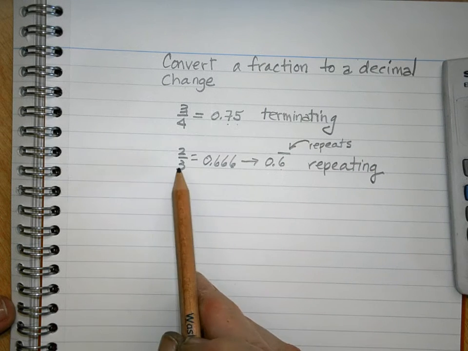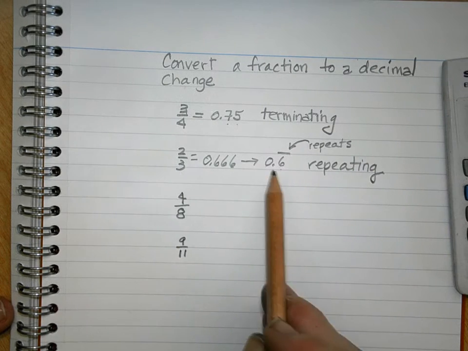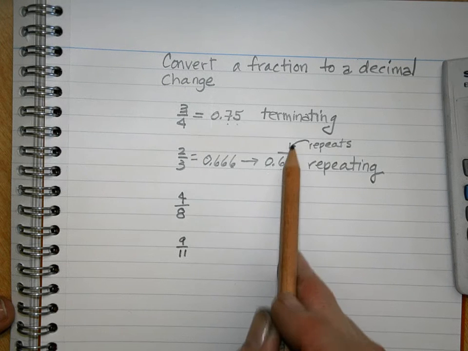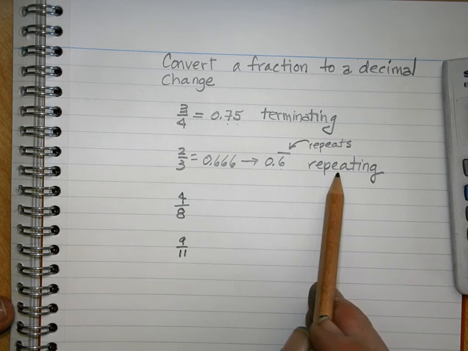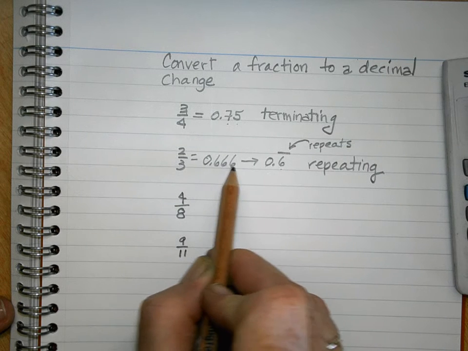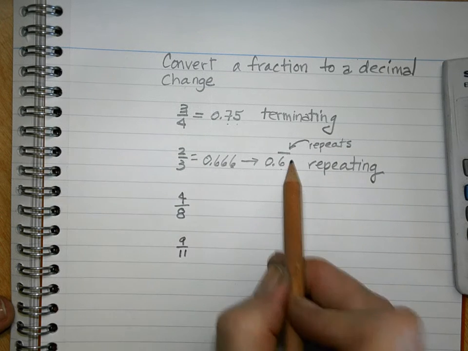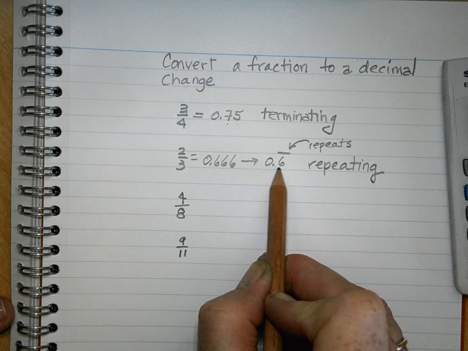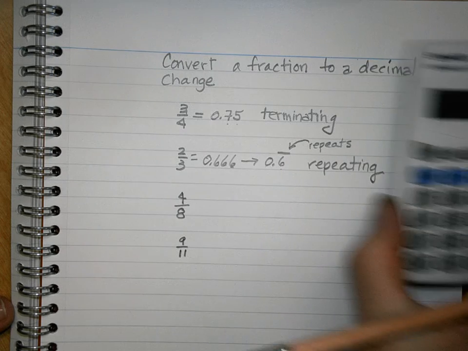I can identify 2/3 as 0.6 repeating. I identify it as a repeating decimal, and I know because I see the 6's are repeated. I also know because there's a bar over the 6. I'm going to do the next fraction.